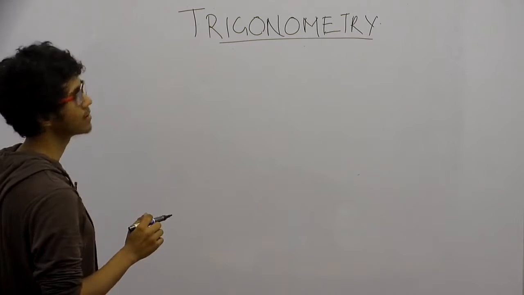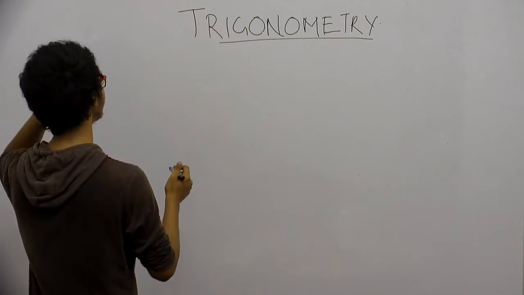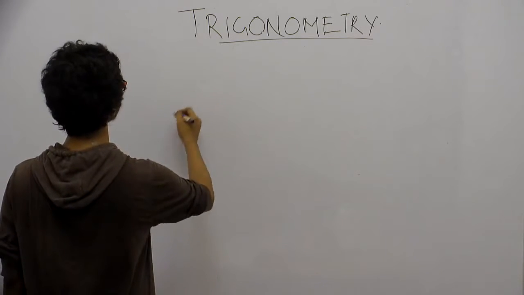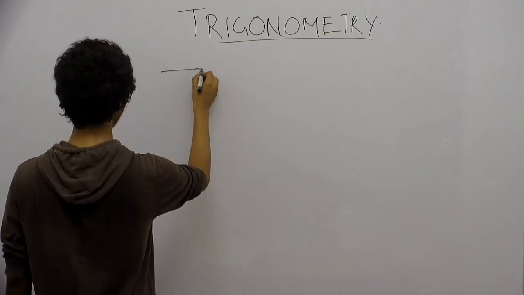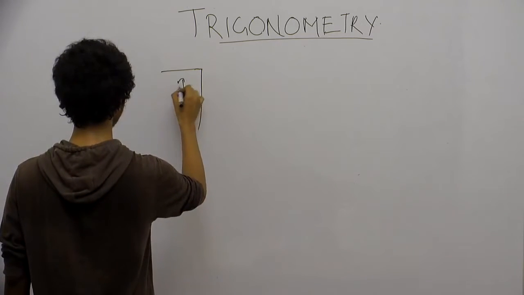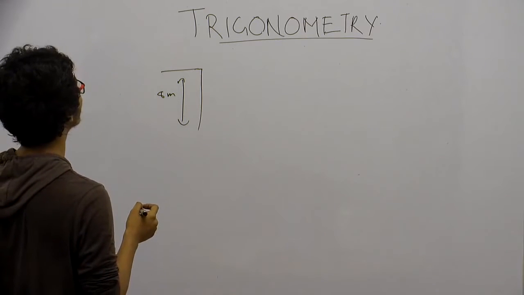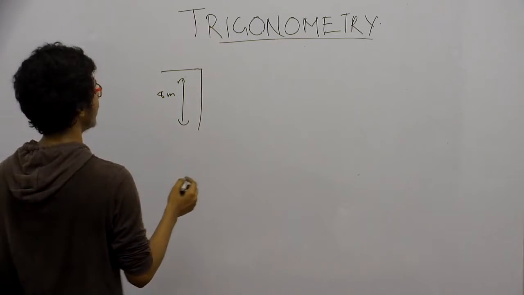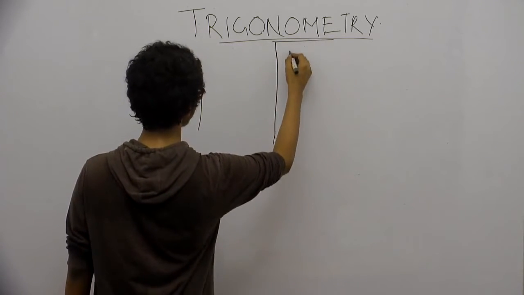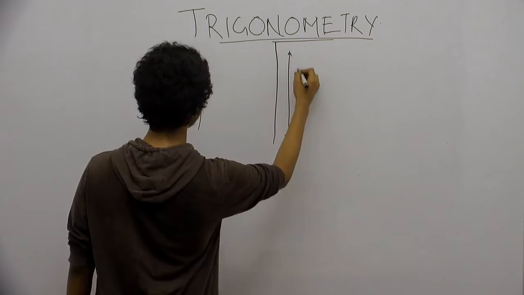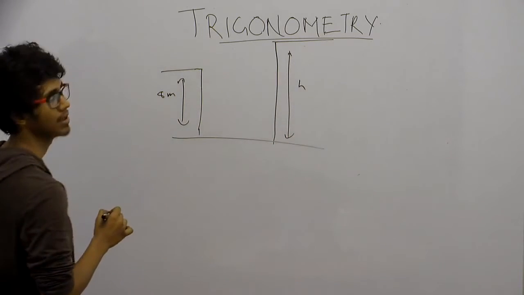Another problem, a few more problems. We are given an 8 meter tall building. Here's the building, this is 8 meter tall. And on the other side, we have a very tall multi-storied building whose height is as such unknown. They are both on the same horizontal level.